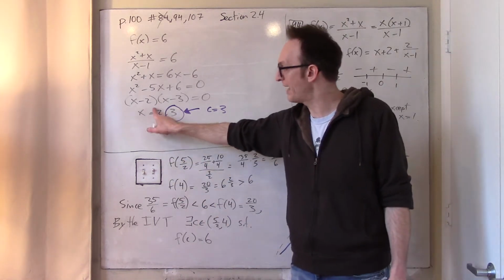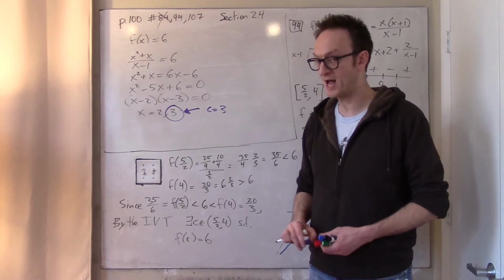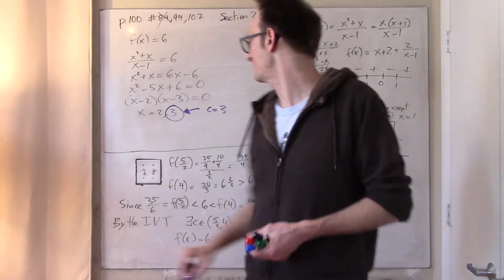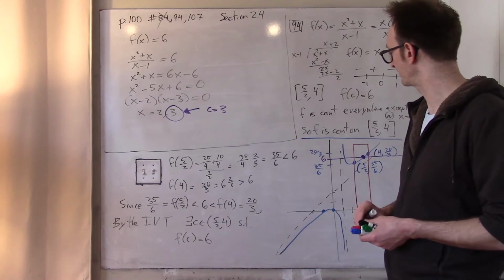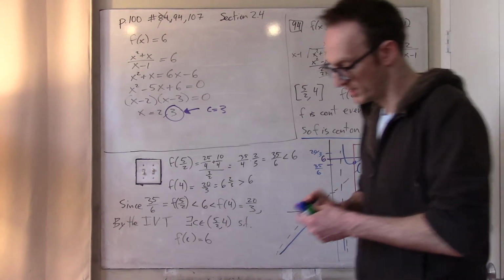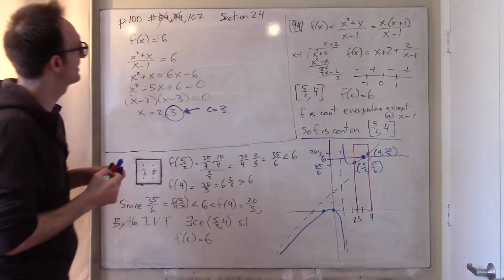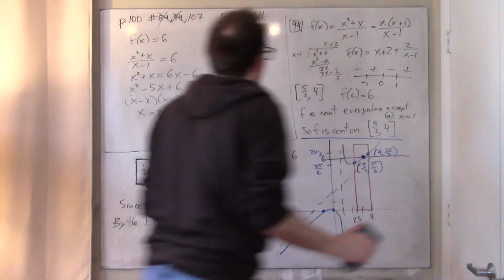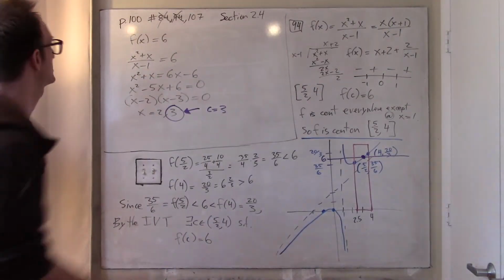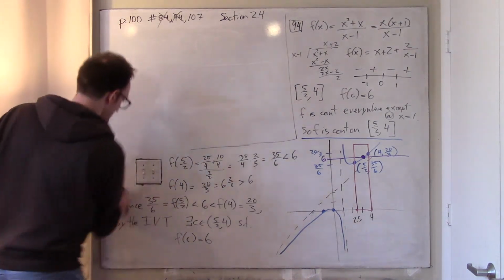It's also true, by the way, that at x equals 2, this function is 6. But 2 is not the C guaranteed by the theorem because 2 is outside this interval, so 2 is just not under discussion. Okay, good. I'm glad I made this video because maybe this stuff is not totally obvious. All right, let's just do this last problem, 107, which is the mountain problem.